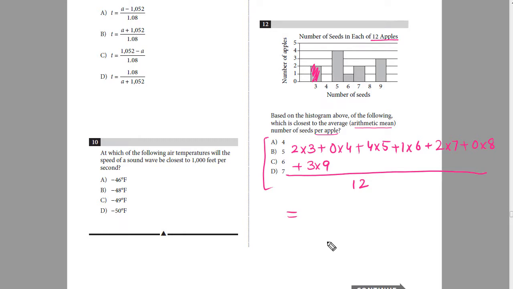Now I'll just put this in the calculator and I'll find out the answer. So the answer for this whole thing will be equal to 6.08, or we can say 6.1. So the closest value to 6.1 in these options is option C, 6. So this option C is the correct option.